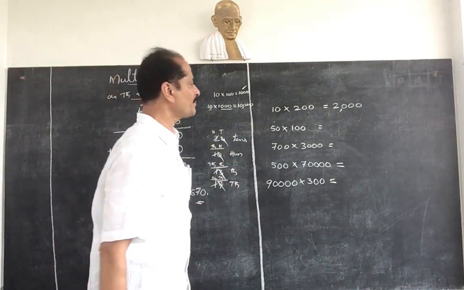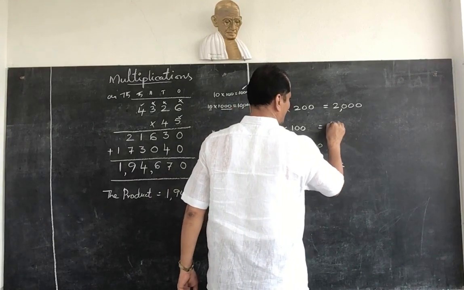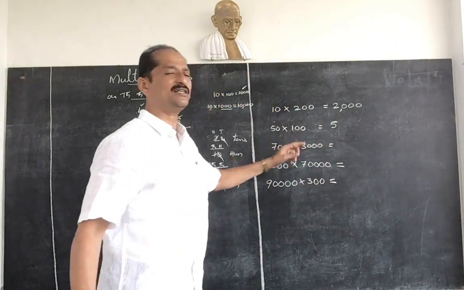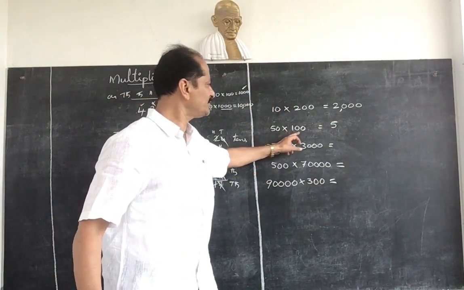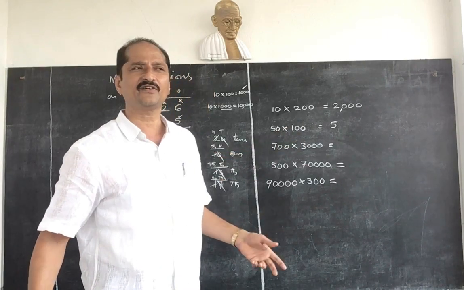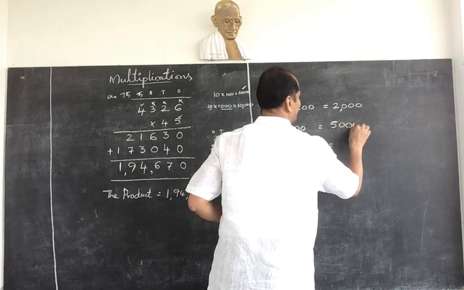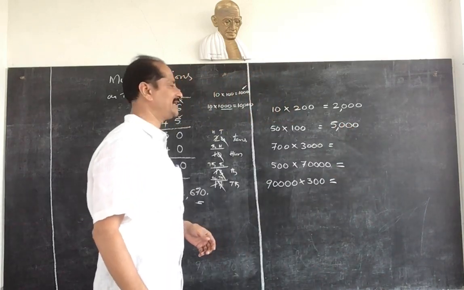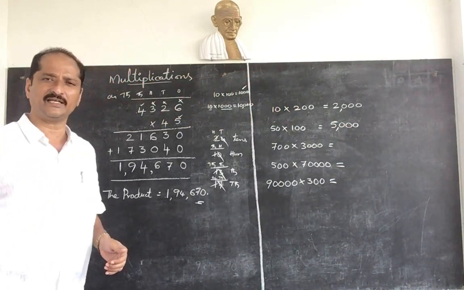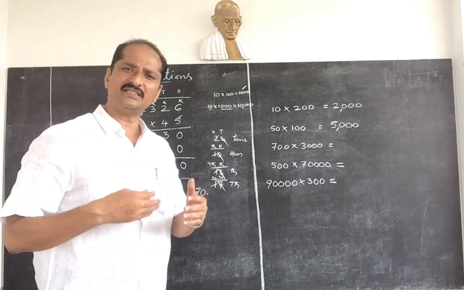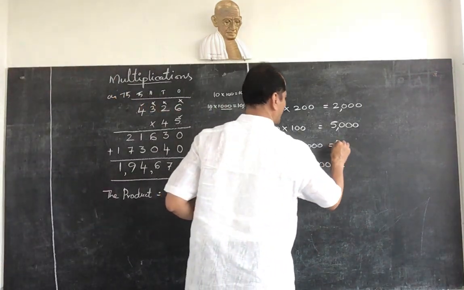Now multiply here. 5 ones are 5. Then multiply 1 zero and 2 zeros. Total how many zeros? 3 zeros. So after 5, write 3 zeros. 5000. Now multiply 7 with 3. 7 3s are 21.